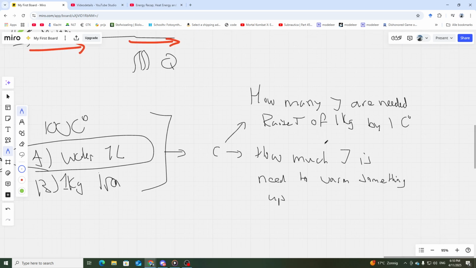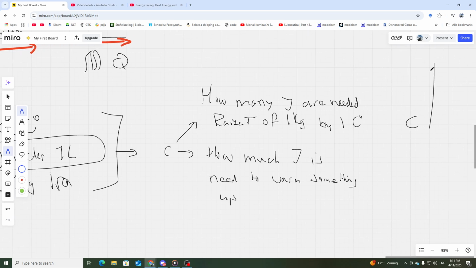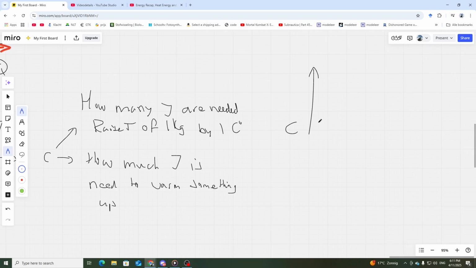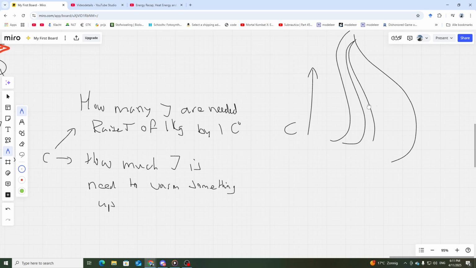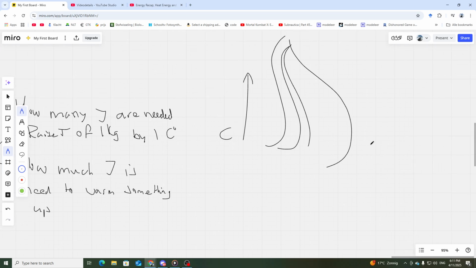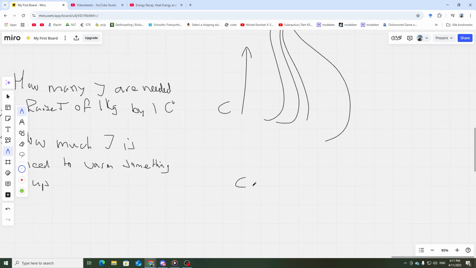So how much heat do I need to put into something for 1 kilogram of it to be 1 degree hotter? That is what specific heat capacity means. So if I have a very, very high C, that means I need to put in a metric ton of energy as fire to heat up my material. And if I have a very, very low C, that means I need to put in just a tiny bit of energy to heat up my material.